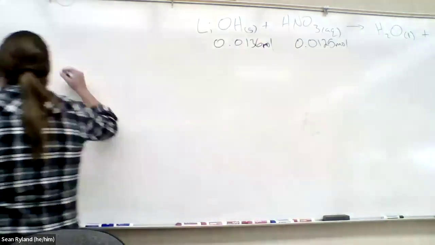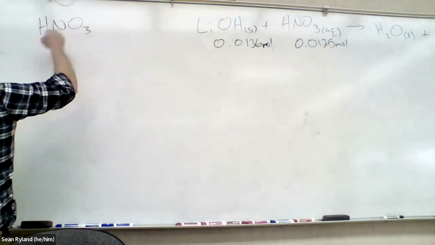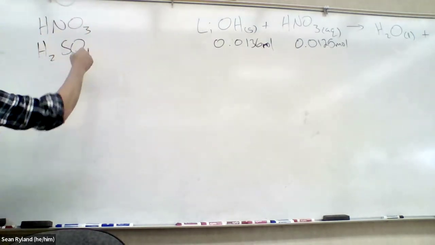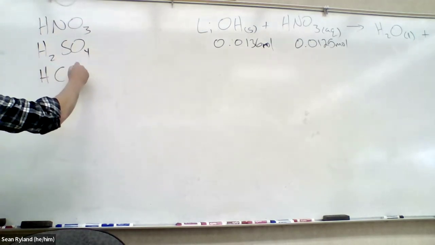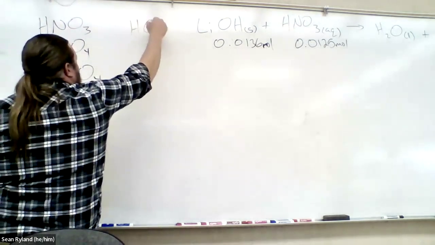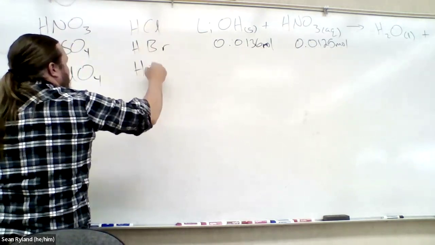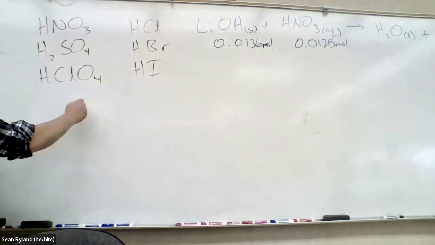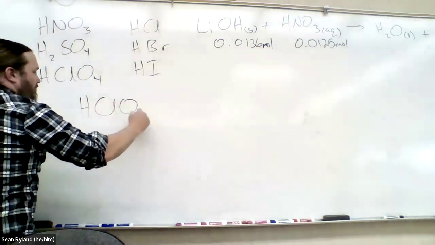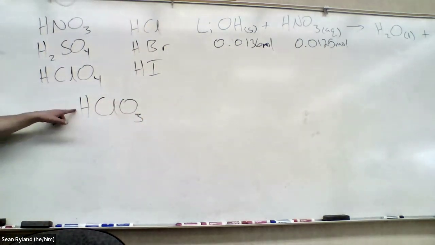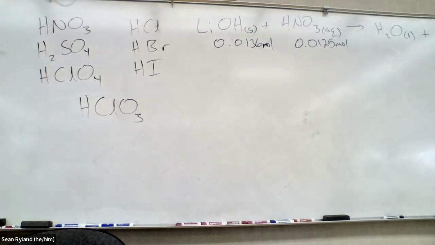The 6 important strong acids were nitric, sulfuric, perchloric, HCl, hydrochloric, hydrobromic, and hydroiodic. I believe the last one was chloric. That's the one I'm 80% sure on. And that's not an exhaustive list. These are just the ones that are most common based on polyatomic ions. There's other really strong acids that are not based on polyatomic ions that you know.